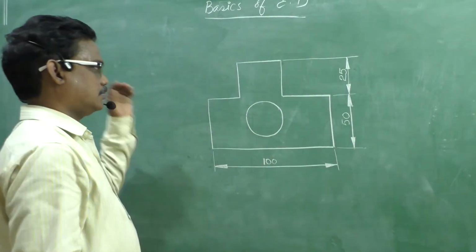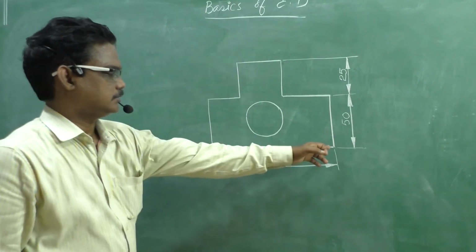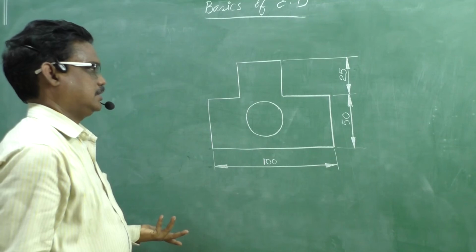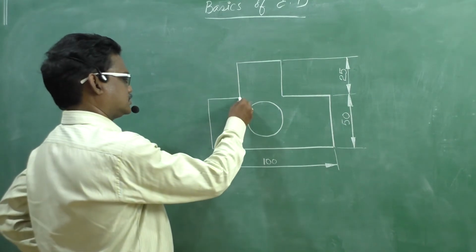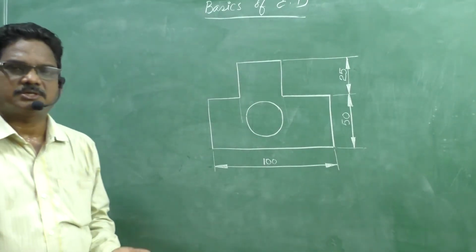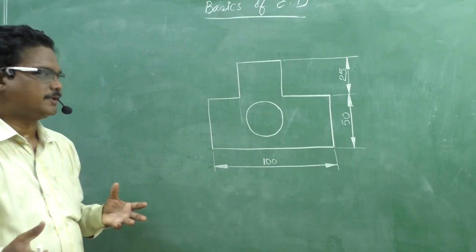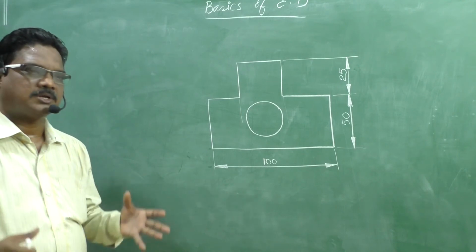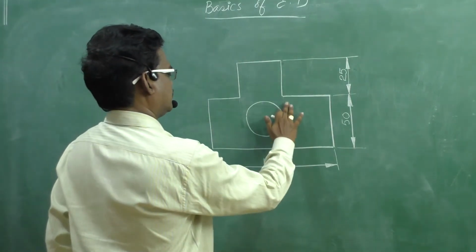Now, horizontal dimensions and vertical dimensions. Here you can see the total length 100 mm is given, but these horizontal line dimensions are not given. Suppose you give the dimensioning inside the object, like this, you can give. But if you give the dimensioning inside the object, it disturbs the clarity of the object. That is the reason try to avoid dimensions inside the object. Now, how can we give the dimensioning?